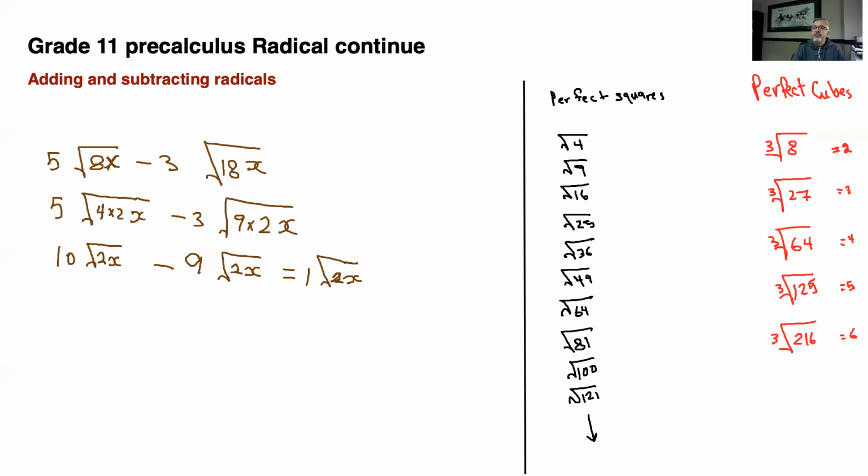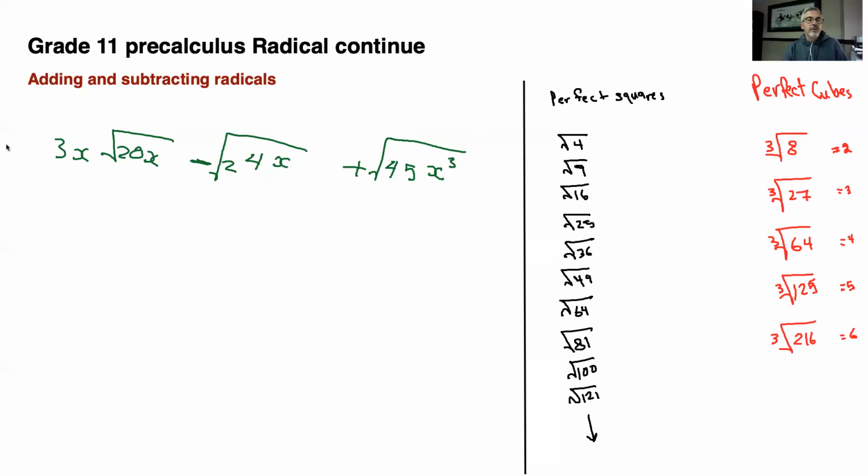We're going to give you a third example. So the next example, same thing, except a bit more. You have to do a bit more with this. So 3x, the 20, I want to break that down. It's going to be 4 times 5. And the x, I'm just going to keep it as x, minus the 24.